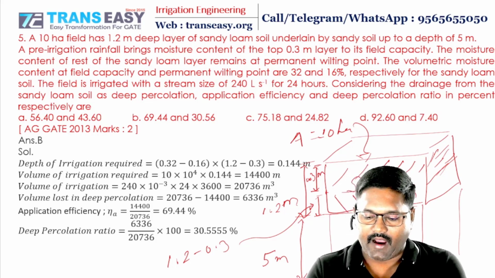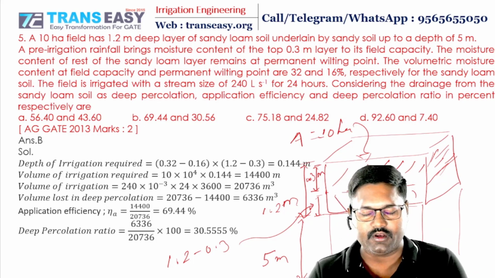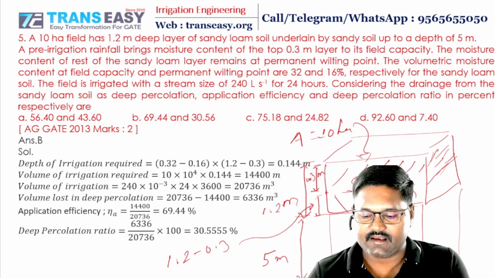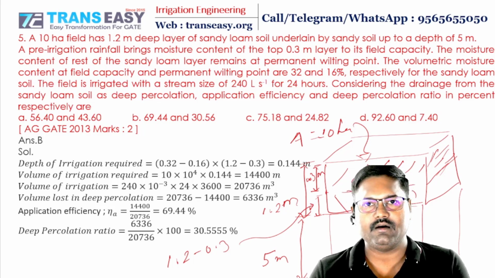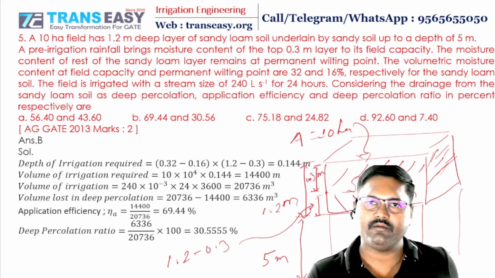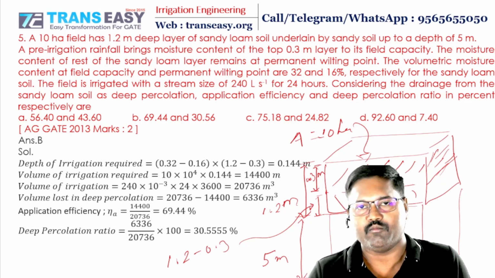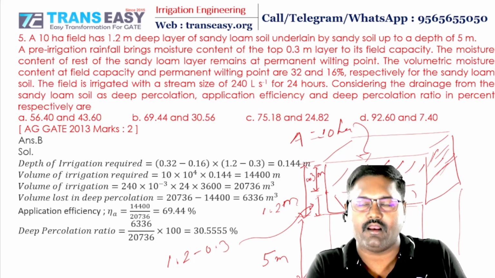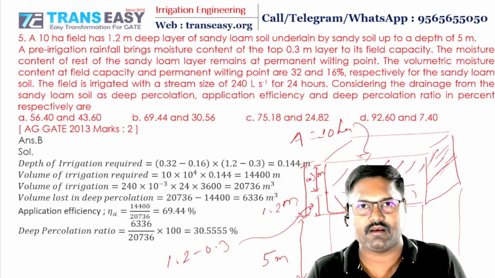So 5 meter depth of sandy soil is useless in this problem because there is no information about moisture content of sandy soil. So guys, we eliminate information given about this 5 meter depth of sandy soil because we can't do anything. We can't calculate amount of water required to bring moisture content of this sandy soil to field capacity because its initial pre-irrigation moisture content and field capacity both are absent.